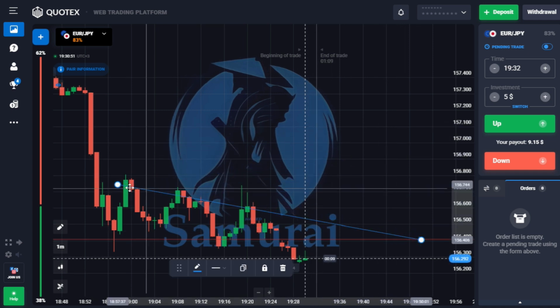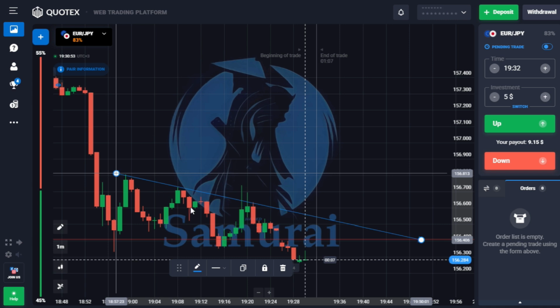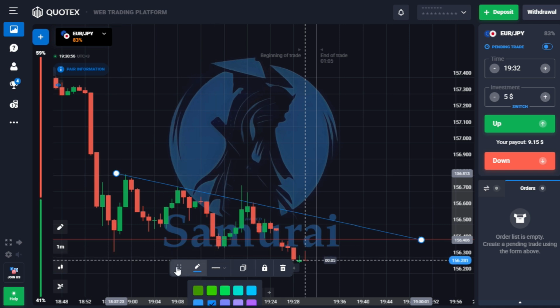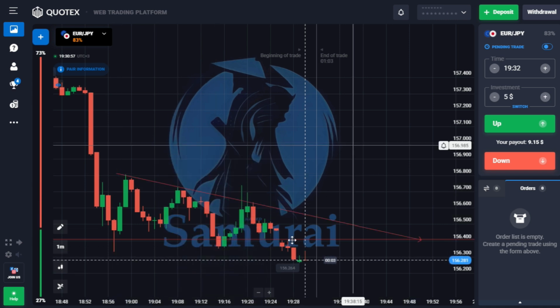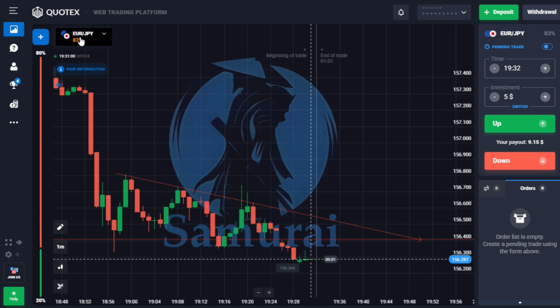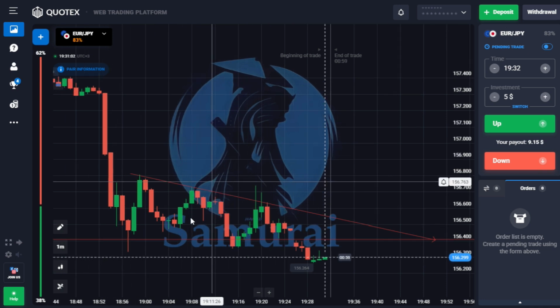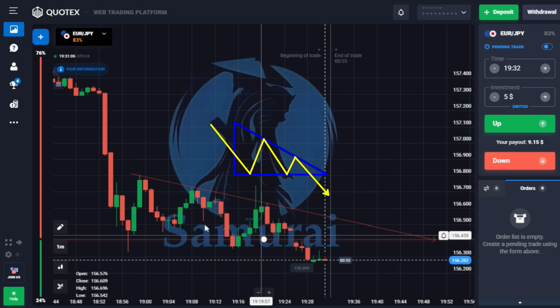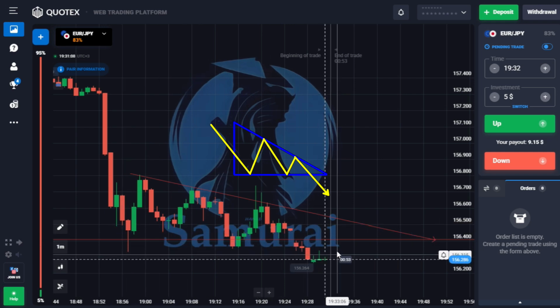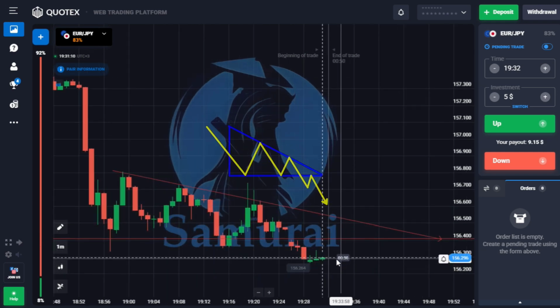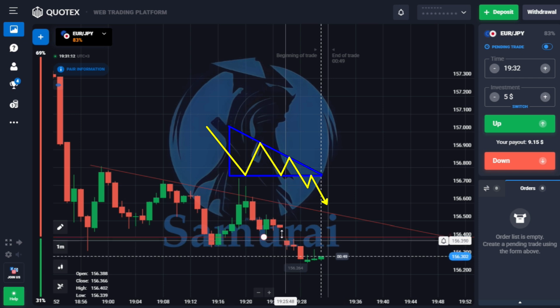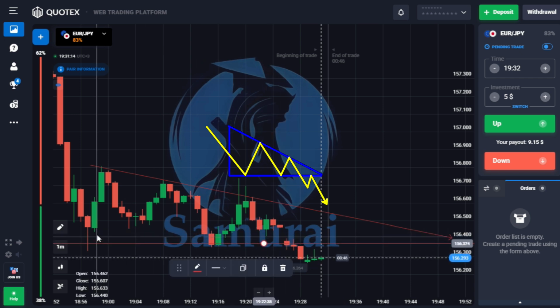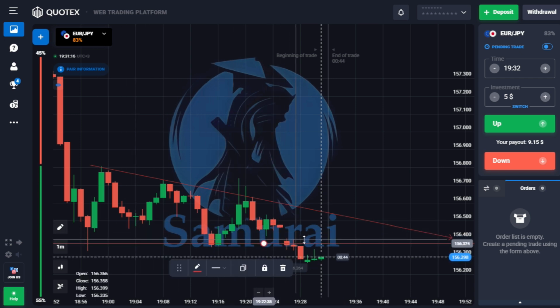Afterward, we will position the trend line along the descending peaks and change the color here. Finally, we will observe the formation of a descending triangle pattern. This pattern gives us two possible scenarios. The first one when the price breaks down and continues to fall, and the second one when the price breaks down, then makes a retracement on horizontal line, then continues to fall.